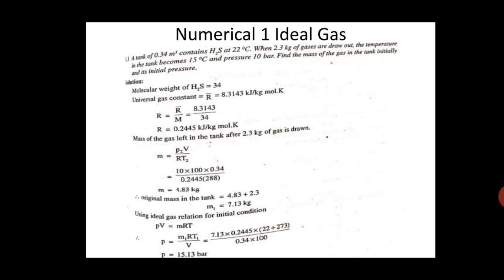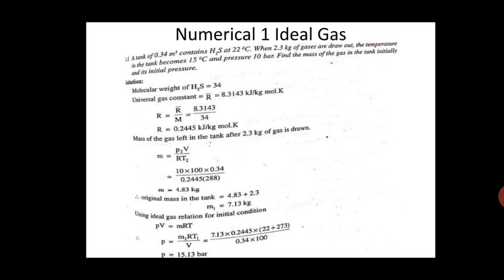So, what is given here? First is the tank volume, that is 0.34 meter cube. Then the gas is given, hydrogen sulfide. Then the initial temperature is given, 22 degrees centigrade. Next, 2.3 kg of gas is drawn out, so the temperature falls to 15 degrees centigrade, and the pressure now is 10 bar. The question asked is, initially what was the mass of gas in the tank, and what was the pressure? Temperature was given as 22 degrees centigrade.